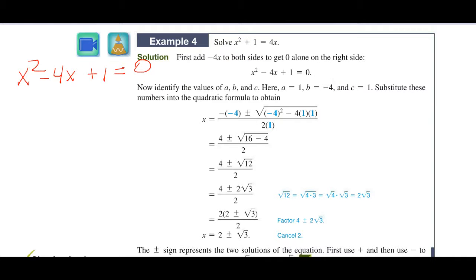So we have to put it in standard form, because now we have to identify our A term, which is the numerical coefficient of x squared, which will be a 1, our B term, which is a -4, and our C term, which is a +1. So you can't pick it out of this form. It has to be in standard form.